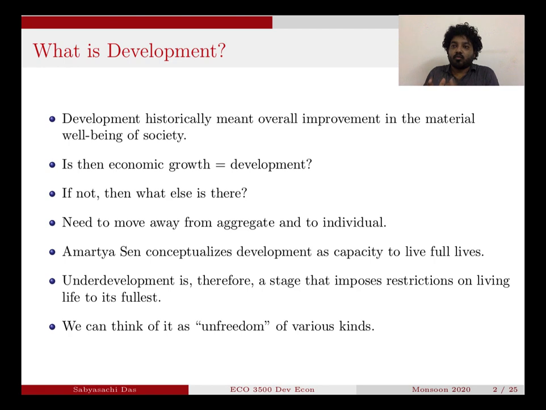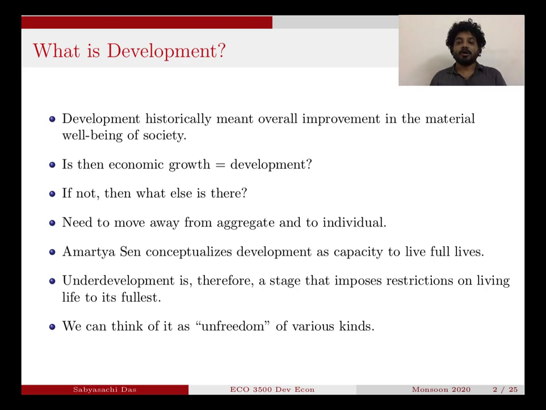But then what aspects of the individuals should we be looking at? So should we be looking at individual incomes rather than income at the national level? Is that what he's saying? And the answer is no. Amartya Sen conceptualizes development as a broad-based, multidimensional concept.